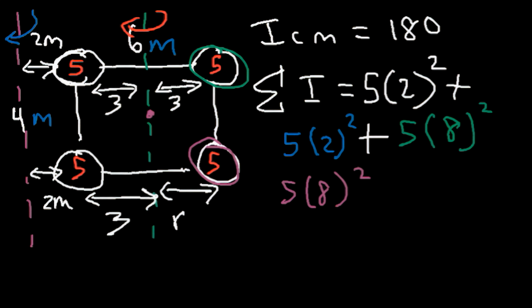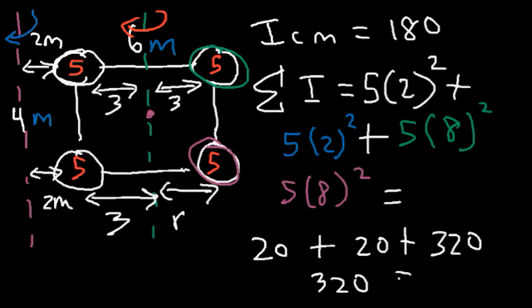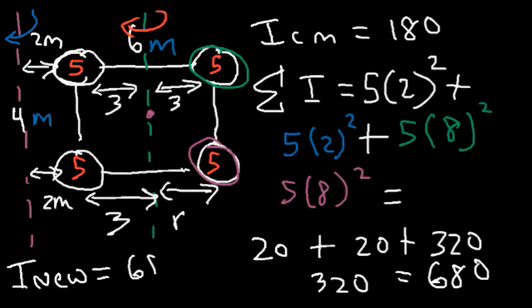2 squared is 4, and 4 times 5 is 20. So it's 20 plus another 20. And 8 squared is 64 times 5, that's 320. So this is also 320. 320 plus 320 is 640, plus another 40, that's 680. So that is the new inertia, or the inertia at the new axis of rotation.